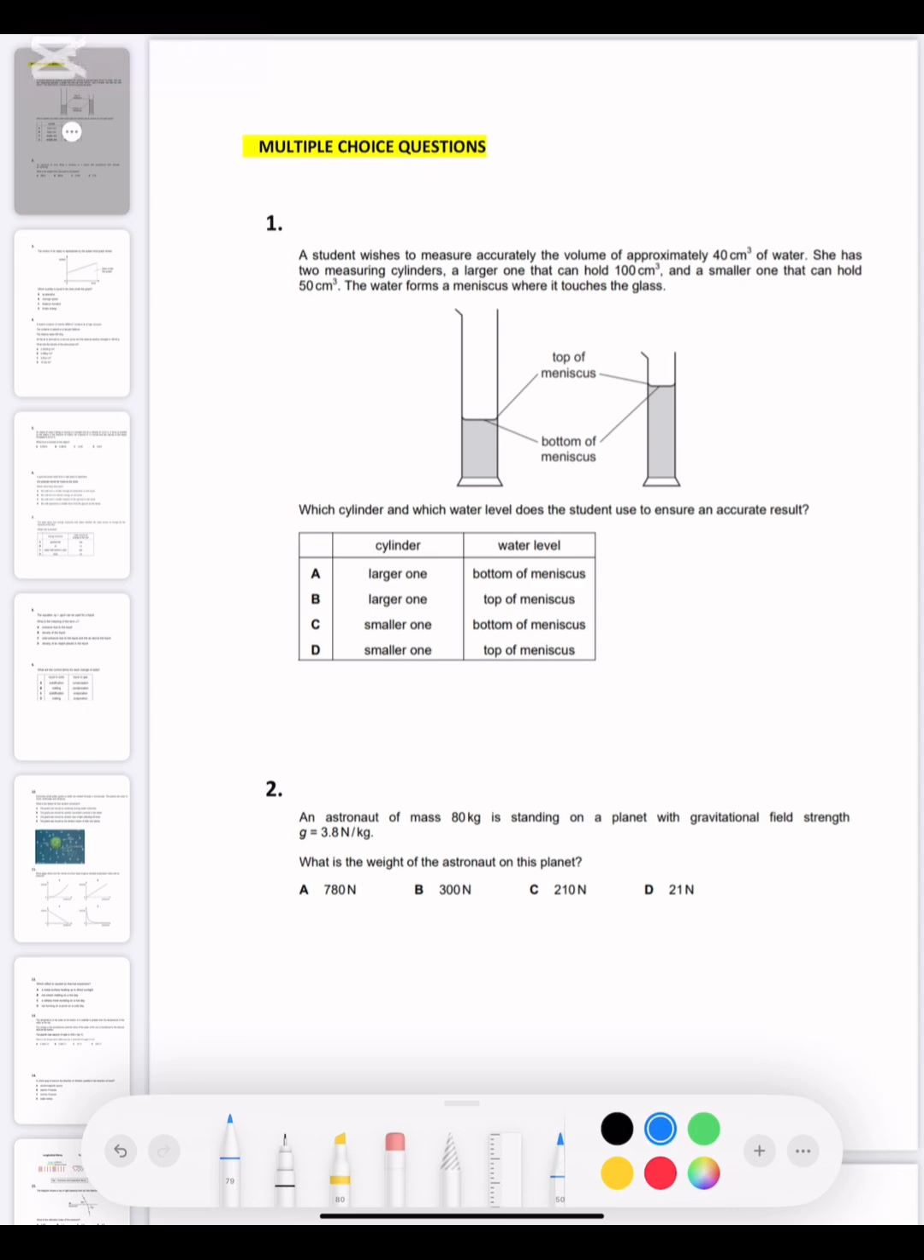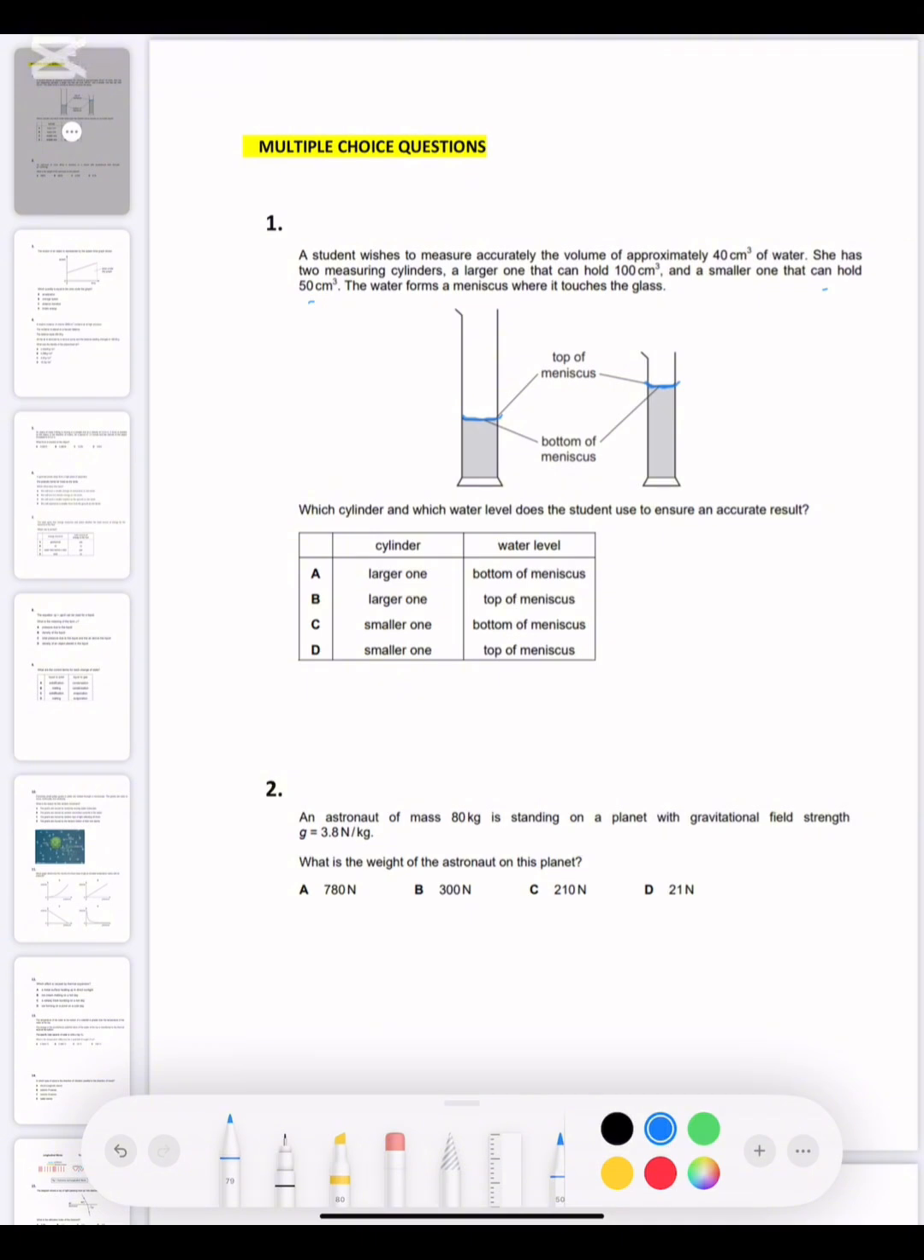Question number 1. A student wishes to measure accurately the volume of approximately 40 cubic centimeter of the water. She has two measuring cylinders, a larger one that can hold 100 cubic centimeter and a smaller one that can hold 50 cubic centimeter. The water forms a meniscus where it touches the glass. This is meniscus, guys. Which cylinder and which water level does the student use to ensure an accurate result?